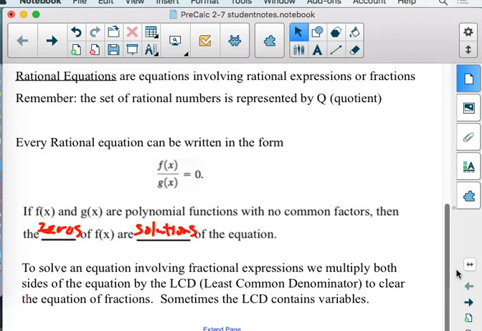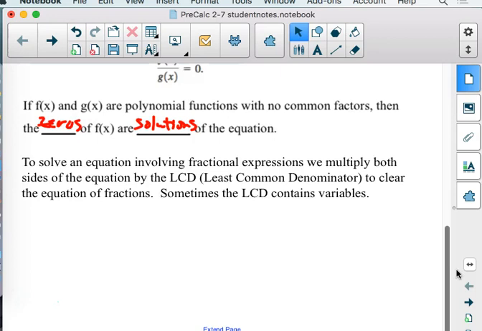So way back in Algebra 2, we talked about all of the math that gives us solutions, zeros, x-intercepts, roots, and how all of those words really mean you're doing the exact same math. They're synonymous as far as the math goes. But finding the zeros is finding the solutions. So to solve an equation involving fractional expressions, we multiply both sides of the equation by the LCD, the least common denominator. Clear away the fractions, make it a little easier.